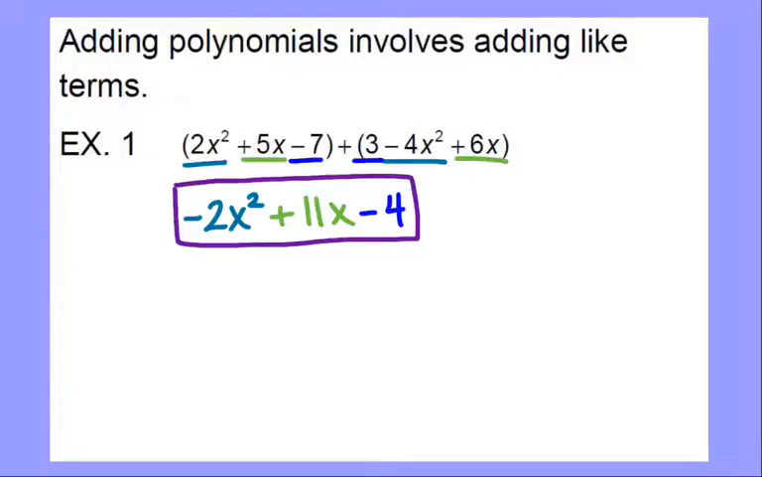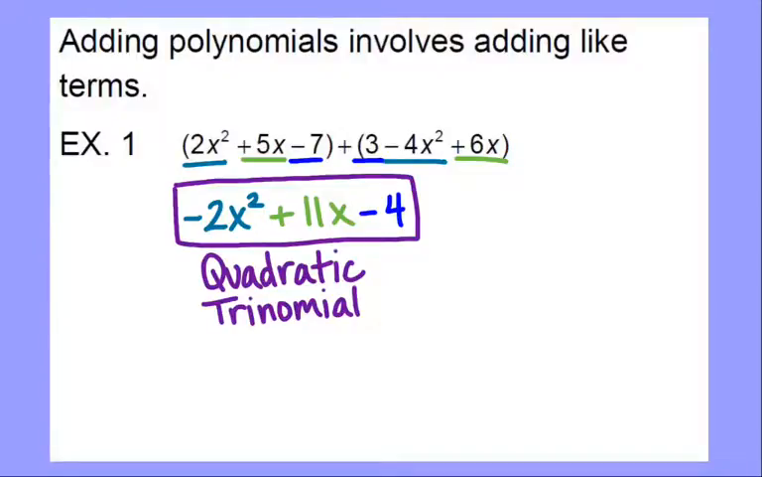And what I want to talk about also is the name of this polynomial. So the highest degree of this polynomial is 2, so that makes it a quadratic, and there are 3 terms, so it is a trinomial. So a quadratic trinomial.